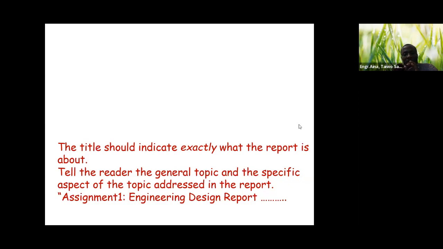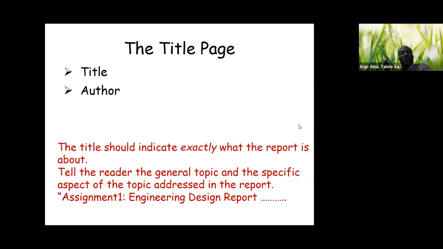The topic must be well written and it must be concise. After you have written your topic correctly, you need to go for some other things that follow. You have to tell the reader the general topic and the specific aspect of the topic addressed in the report, and that is that. Then assignment one, engineering design report, for instance. So we have to write that. So for our title page, this is what you have in your title page. I've said it, the first thing is the title on the title page, followed by the author.